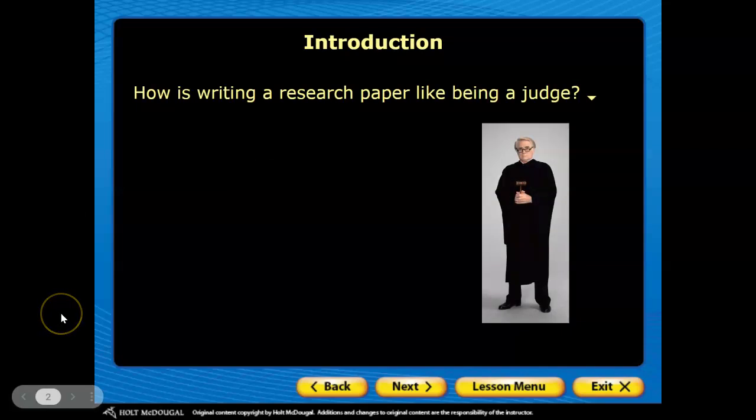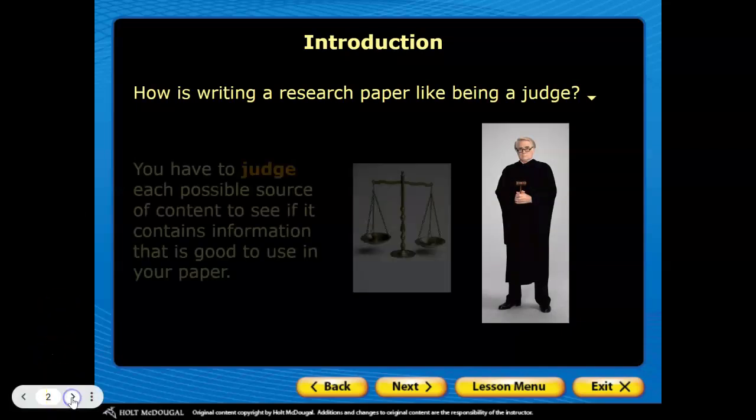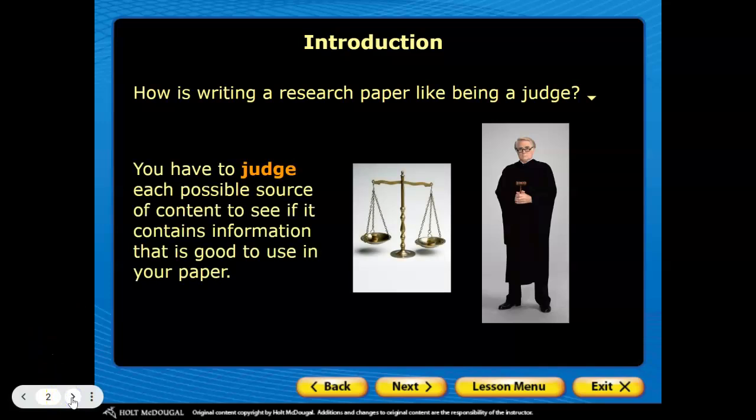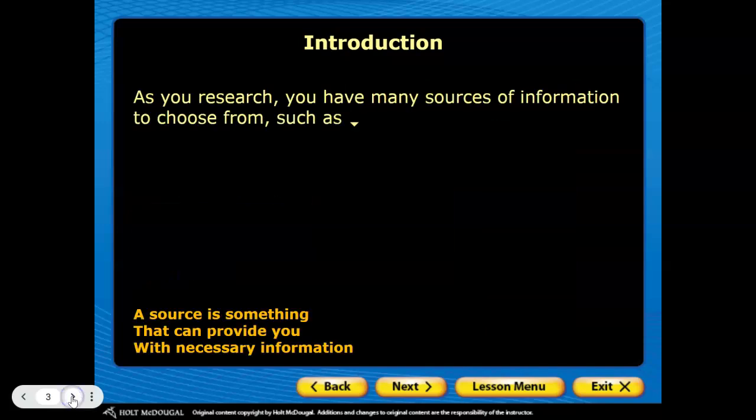When you are writing, you need to be acting like a judge. You need to be thinking about and evaluating each of your possible sources to make sure that they're containing the best and most appropriate information for your paper. Because if you're not doing that and you're finding bad sources, your paper is going to suffer as a result. You're going to have trouble supporting your claims.